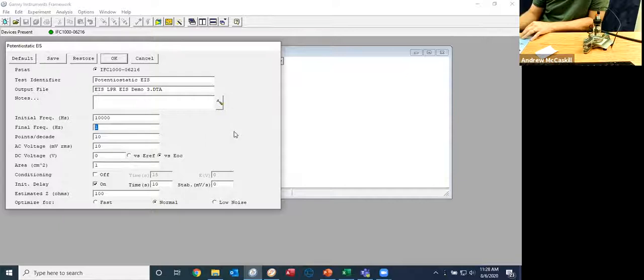You might want to go to 0.1, as low as 0.01 hertz, depending on how low a frequency you want the data at. But just to save time, I'm going to stop it at 1 hertz, and that should be good enough for what we're doing here. We're going to collect 10 points per decade. We're going to apply just 10 millivolts as our AC signal.